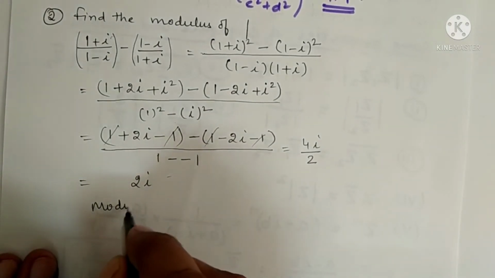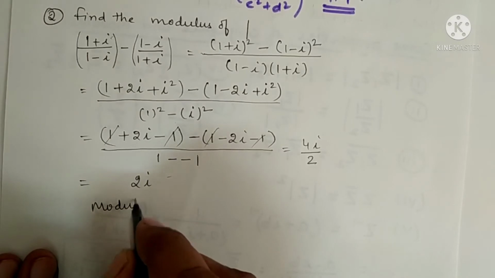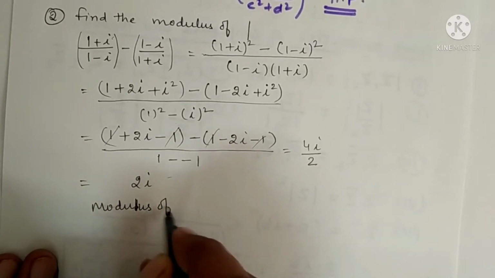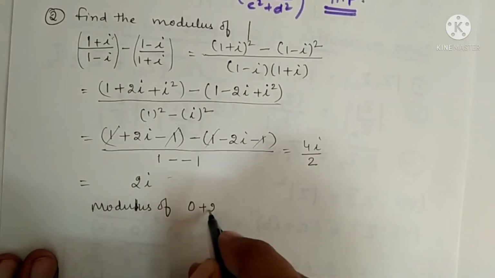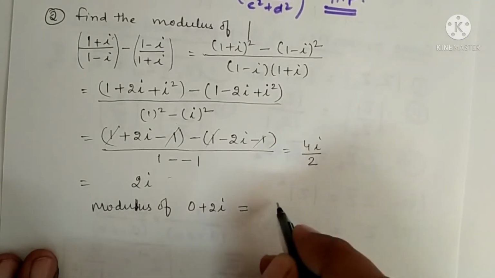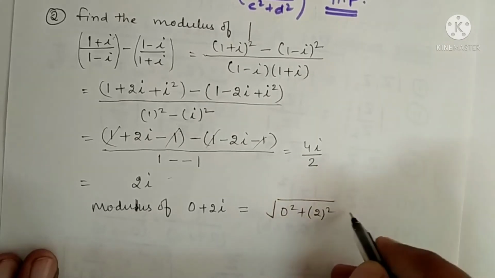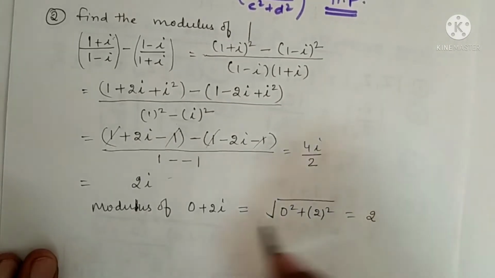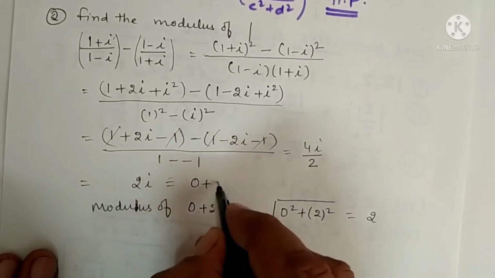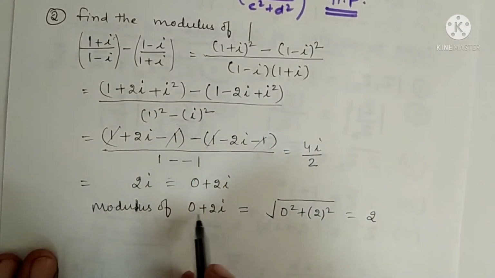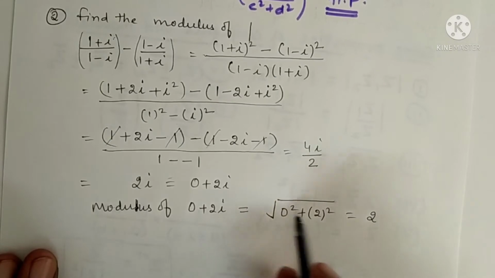So we can write the modulus of 0 + 2i equal to root of 0 square plus 2 square, so this will be 2. So the modulus we get here is 2. This we can write as 0 + 2i. Now modulus of 0 + 2i equal to root of 0 square plus 2 square is 2, so the modulus is 2.